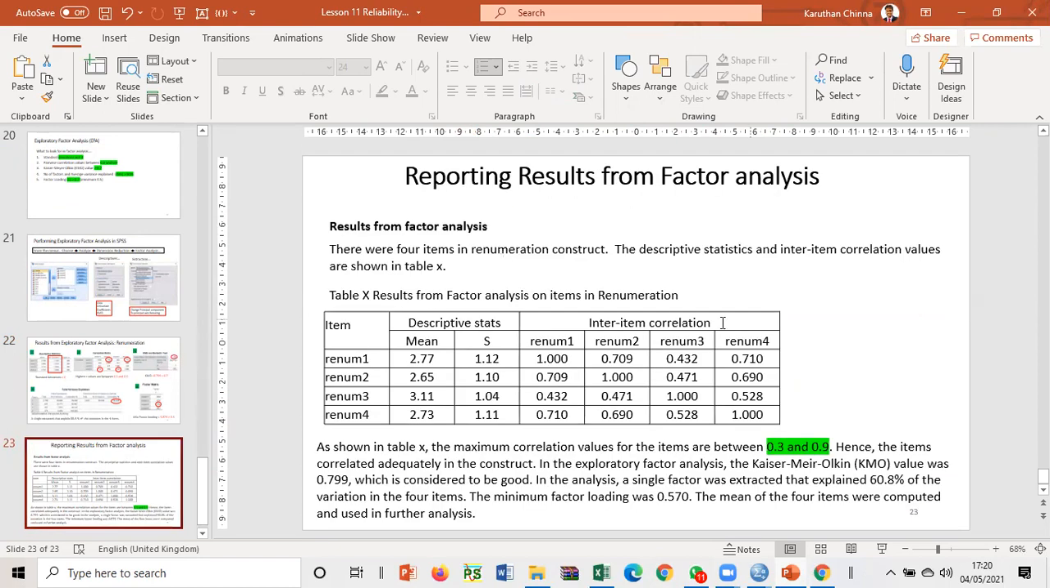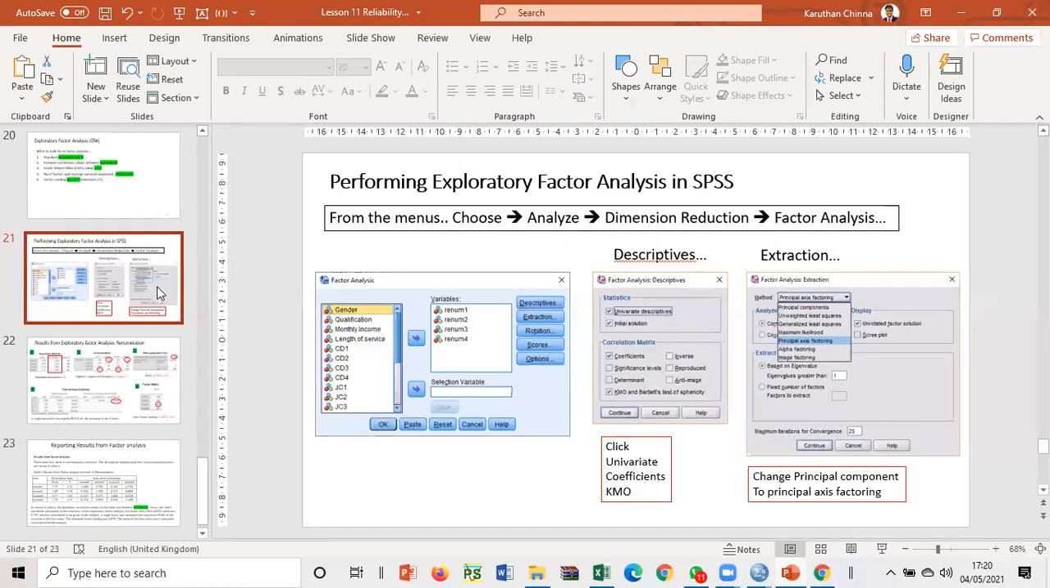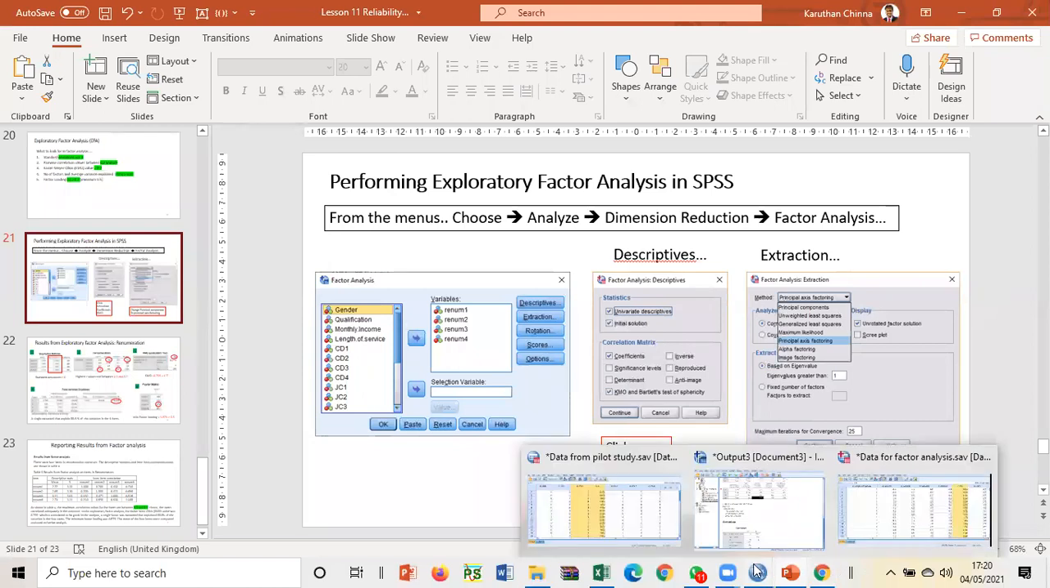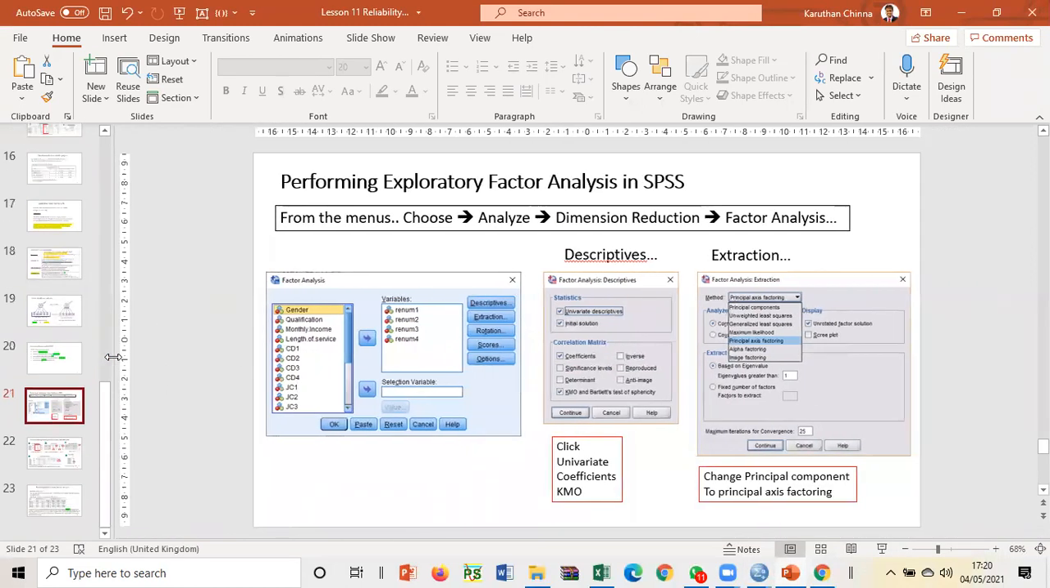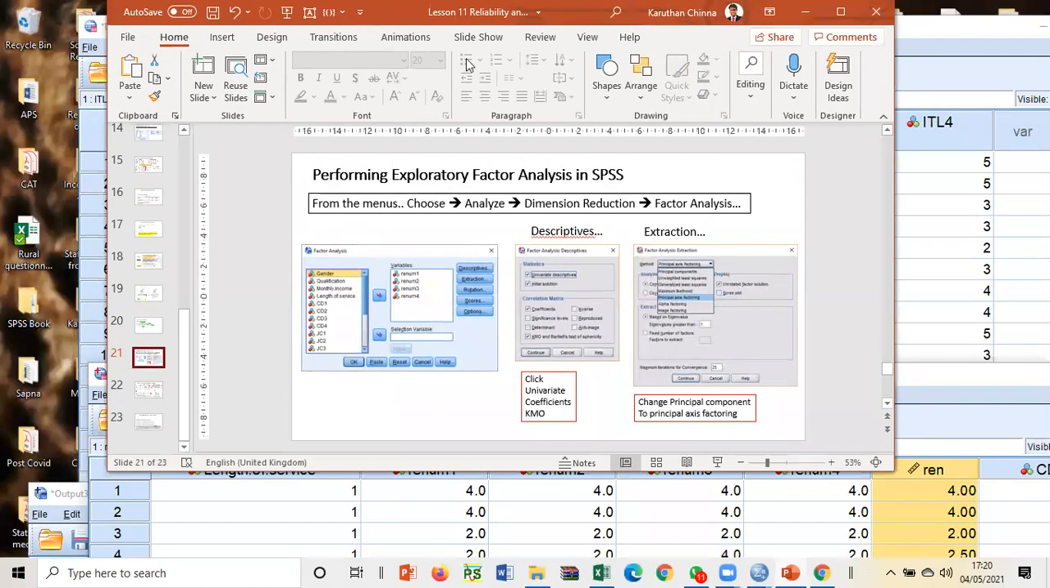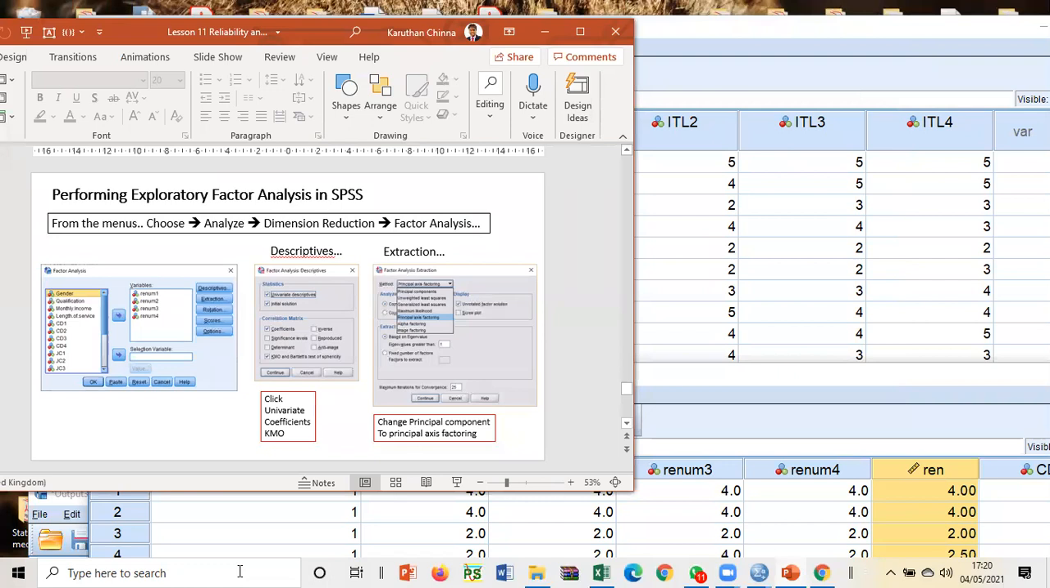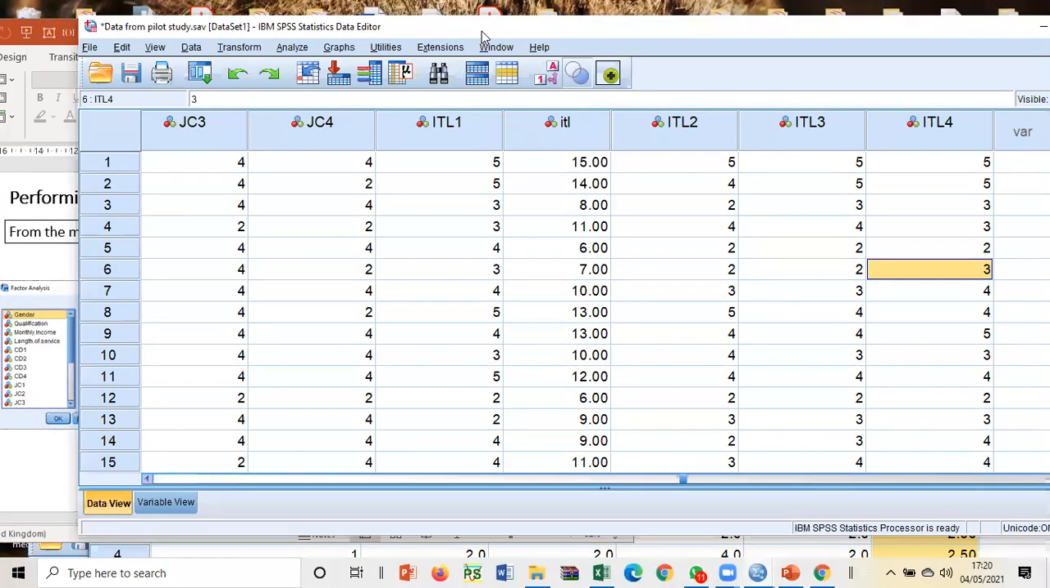Okay, this is the end in mind. Ultimately, you're going to say how good your items are in measuring that concept. Okay, let's start. How to do it? Follow the instruction. The data is the data for factor analysis. Class, are we ready? Yes. Open the data for factor analysis and do exactly the same.